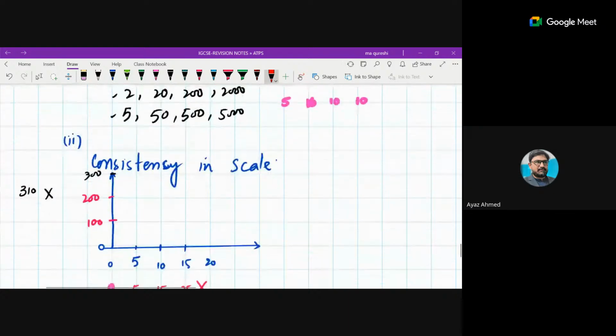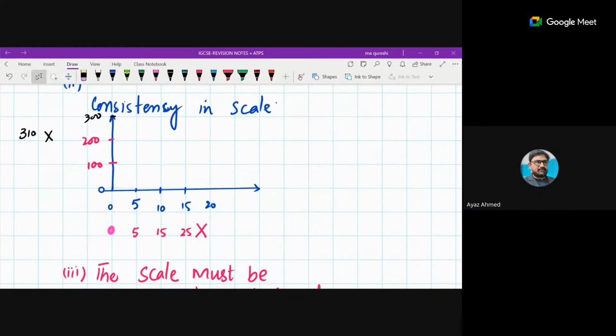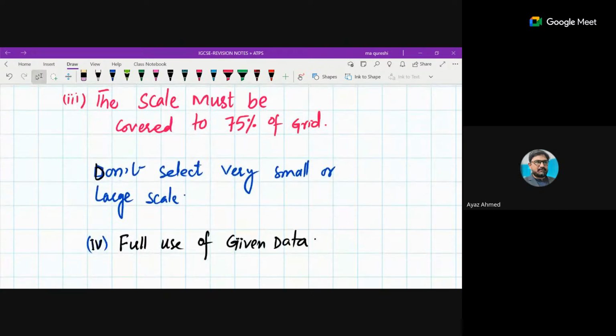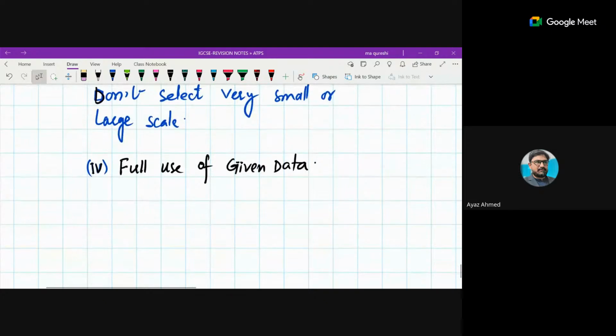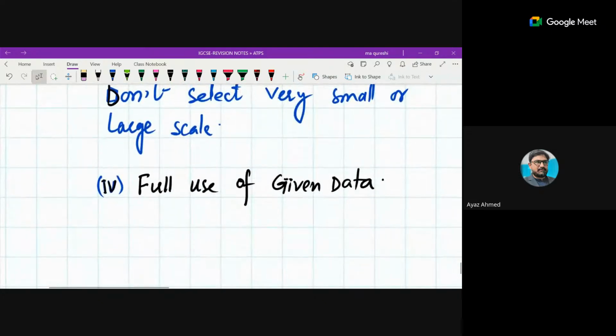Okay, then this is what consistency is required. For example, consistency means once you are placing the values 0, 5, and then 15 and 25, no, it is not. 5, 10, 20. Intervals should be same. That's the simple game of numbers. Intervals should be same. Then I told you that the scale must be covered. The grid must be covered more than 75%. So don't select very small or larger scales. Full data should be used.